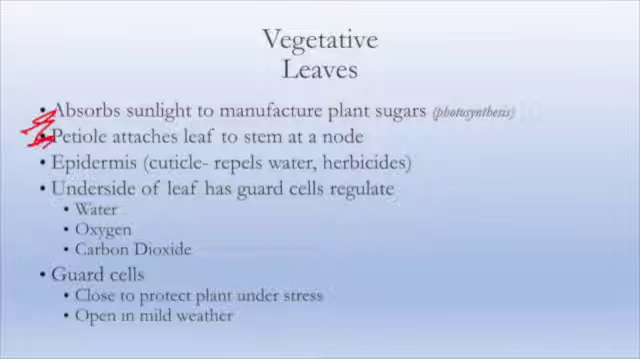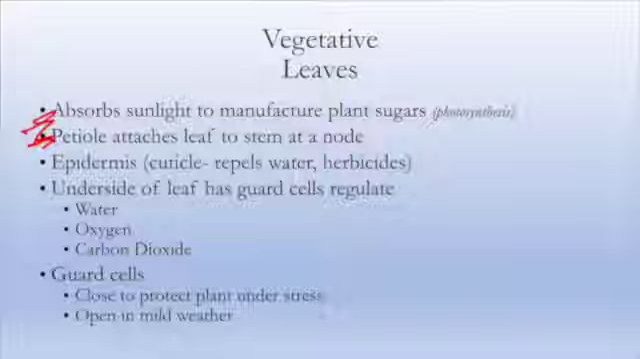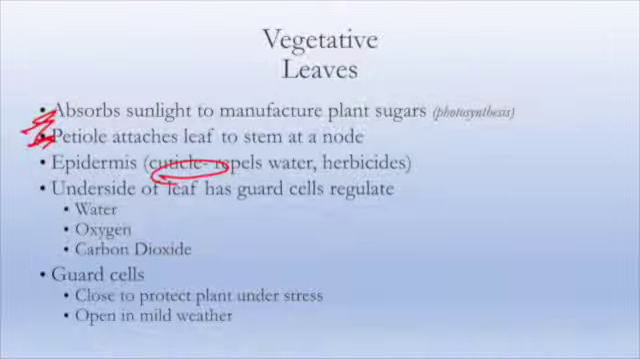There's a petiole. A petiole attaches the leaf to the node. I'll show you the picture in a minute. There's an epidermis. If you remember, we had an epidermis on the roots. Now we have epidermis on the leaves. I'll show you that in a little bit. But what it does is it protects the leaf. And interestingly enough, there's a cuticle that protects the epidermis.